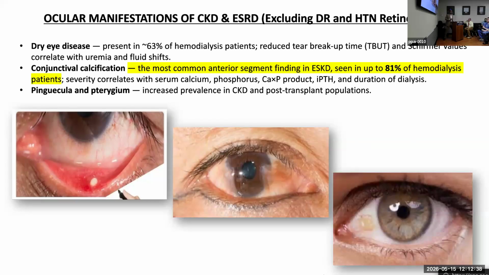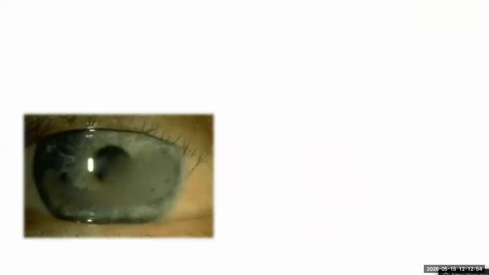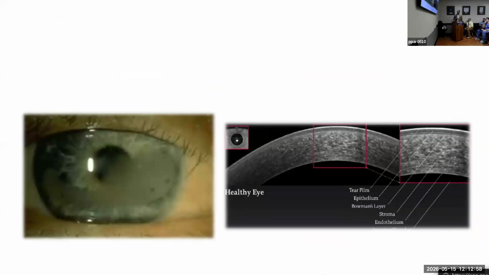So we do see this kind of ocular manifestation, the conjunctival calcification on the first slide, being the most common anterior segment finding, up to 81% of hemodialysis patients. I know we don't check that much, but just an association. And this is the cornea we are seeing in slit lamp. And this is the OCT finding of the cornea from different layers.